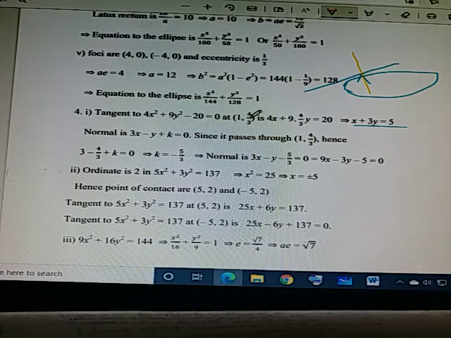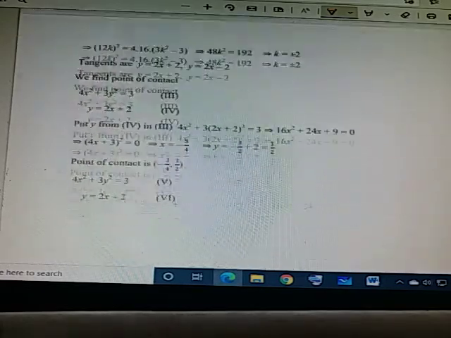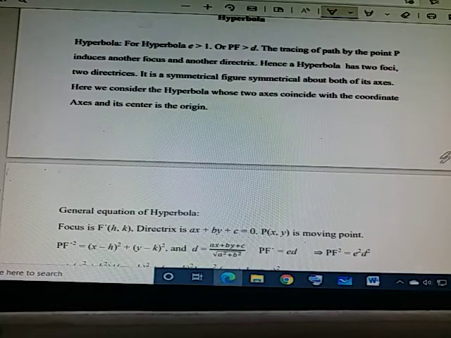Our point of contact is (1, 4/3). So you can find the equation of the normal. So in this way you find the tangent and normal, and then this is all over. You see the examples. Then hyperbola.